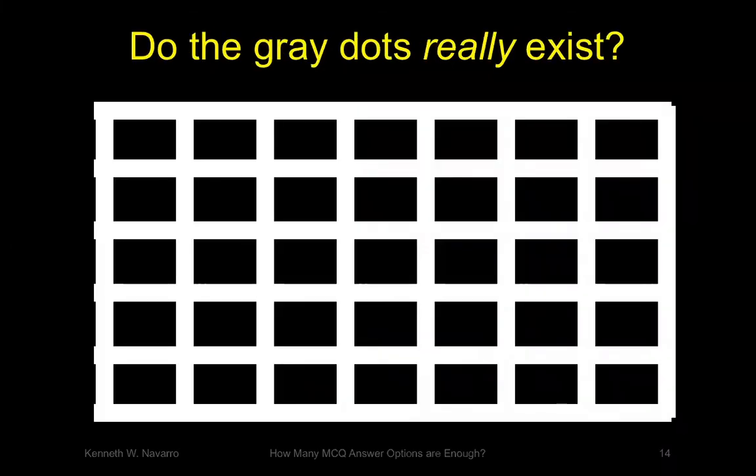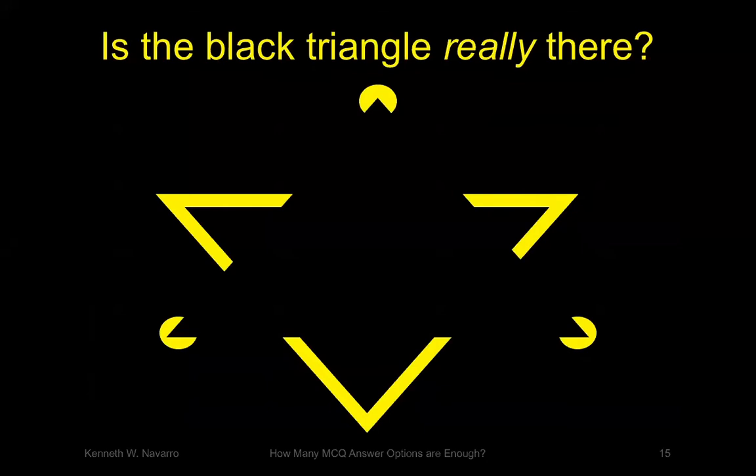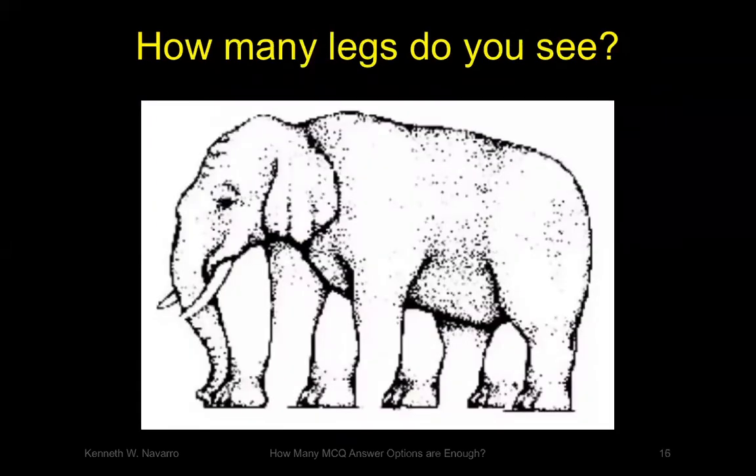So for example, when we look at this sort of matrix here, do the gray dots really exist? And I hope this comes across on the interwebs, because on my computer screen, I can certainly see gray dots at the intersections until I try to actually look at them, and then they seem to disappear. Is the black triangle really here? My eyes seem to tell me that it's there, but is it real? And then finally, how many legs do you see in this elephant? When you start counting them, things seem to be a little off. So sometimes the things that we see may not actually be there.